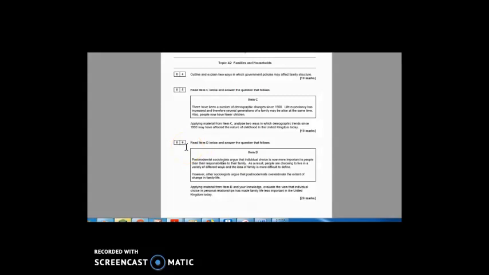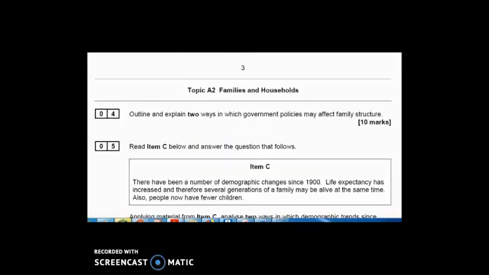Let's have a look at Section A, Topic 2, Family and Households. As you can see, there will be 3 questions, a 10 mark outline and explain, a 10 mark with an item, and a 20 mark with an item also, questions 4, 5 and 6. The first question is asking you to outline and explain 2 ways in which government policies may affect family structure. You have got 2 clear areas of the specification that you need to show knowledge of and show how one, which is government policies, may affect the other, which is family structure.